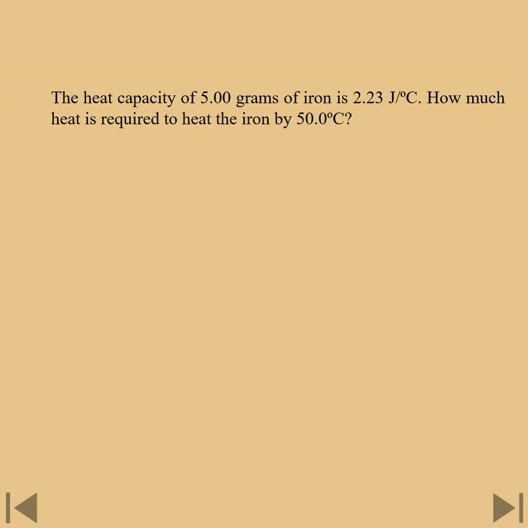Okay, the heat capacity of 5 grams of iron is 2.23 joules per degree C. How much heat is required to heat the iron by 50 degrees C? Okay, our primary equation, Q is equal to big C times delta T. Remember, this is by far the most common primary equation. And since we're dealing with 5 grams of iron and we're already told its heat capacity, there's our big C right there, the 2.23 joules per degree C.